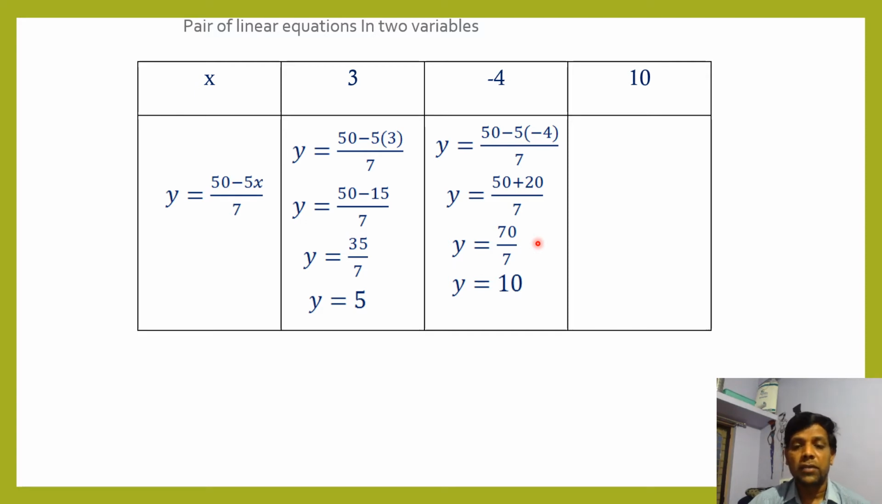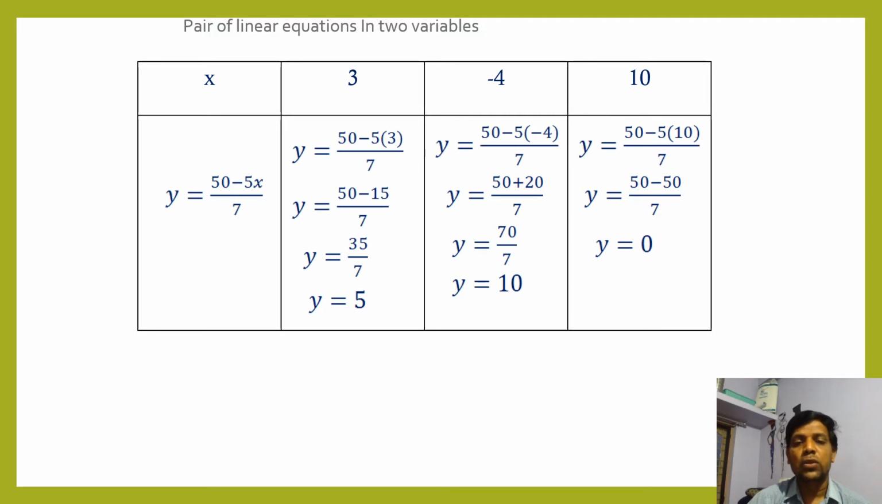Y equals 10. And the next value, x equals 10. X equals 10, then find the value of y. So what is the value of y? 50 minus 5 into what is the value of x here? 10. So substitute 10 for x: 5 tens are 50. 50 minus 50 is 0. 0 by anything is 0. Clear? Now y equals 50 minus 50 by 7. Then y equals 0 by 7, which means 0.